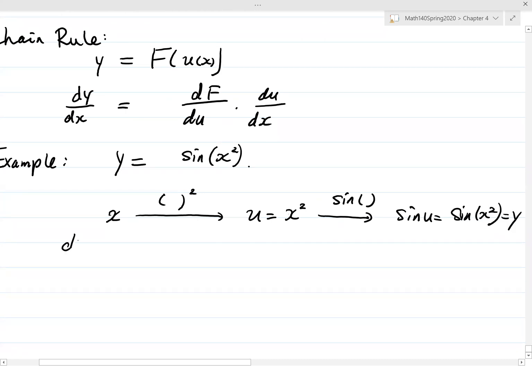Then we get dy over dx, you see, dy over du times du over dx. Chain rule, the chain rule. We apply the chain rule. Okay, then this is du over dx.